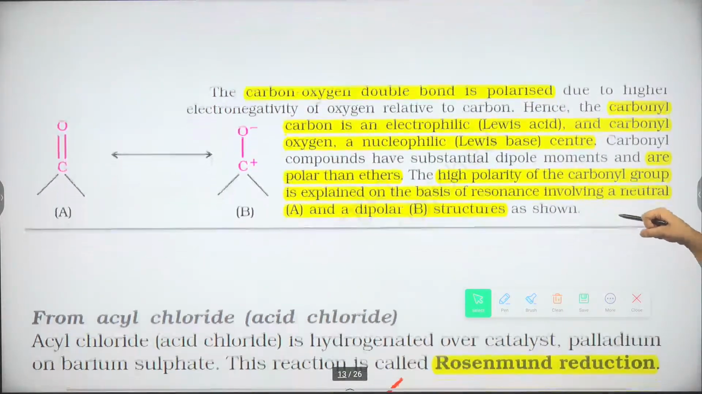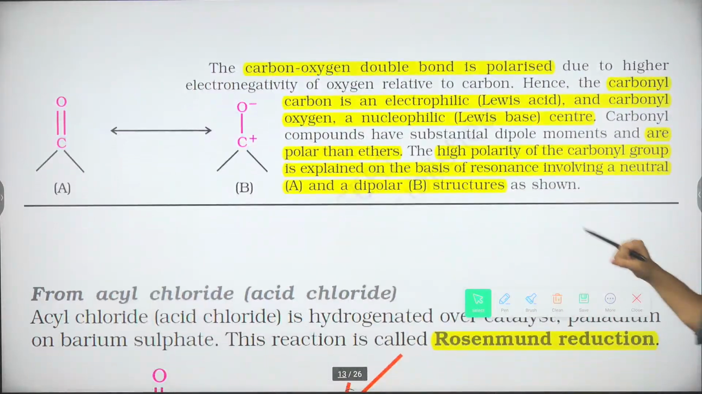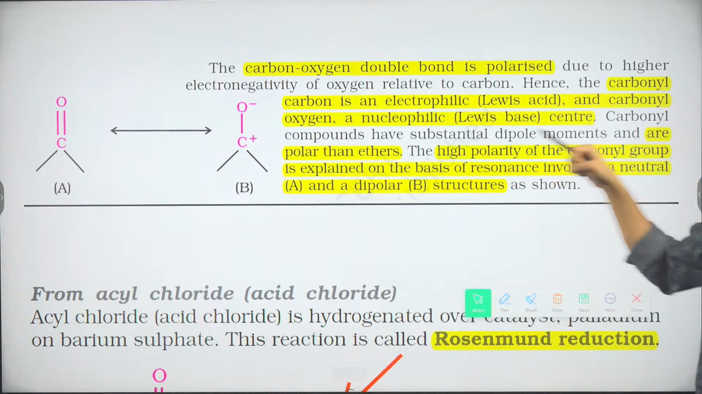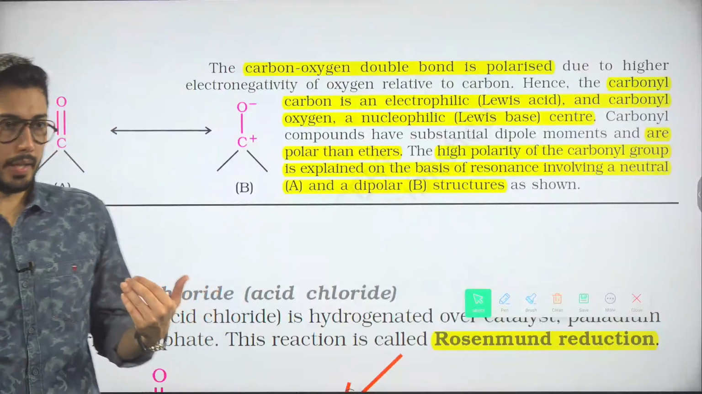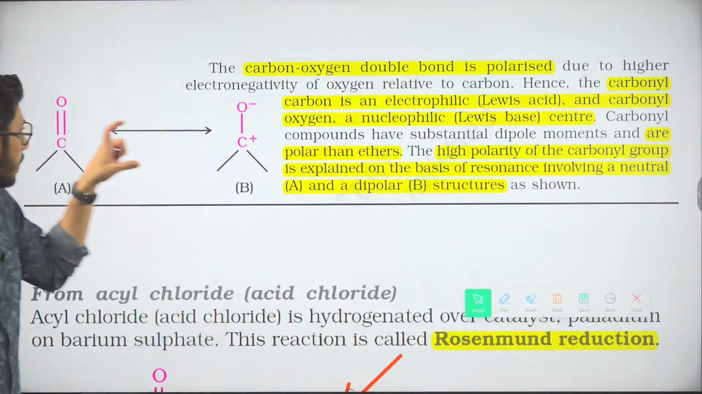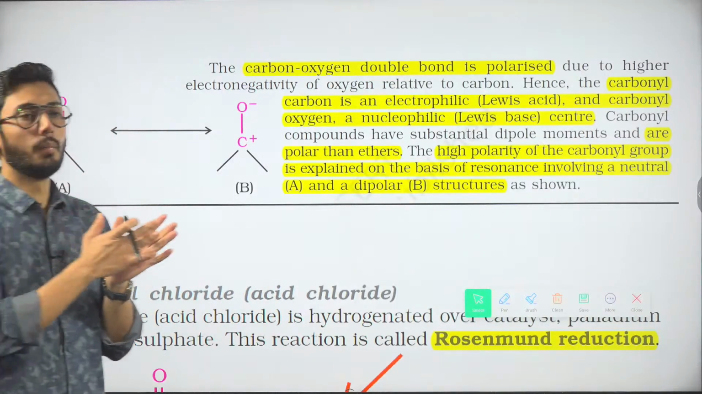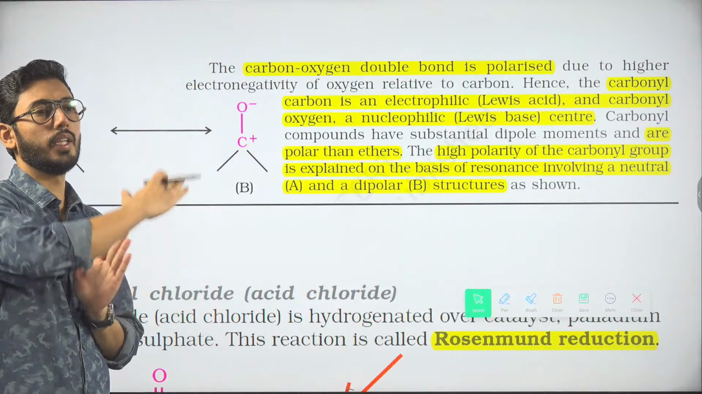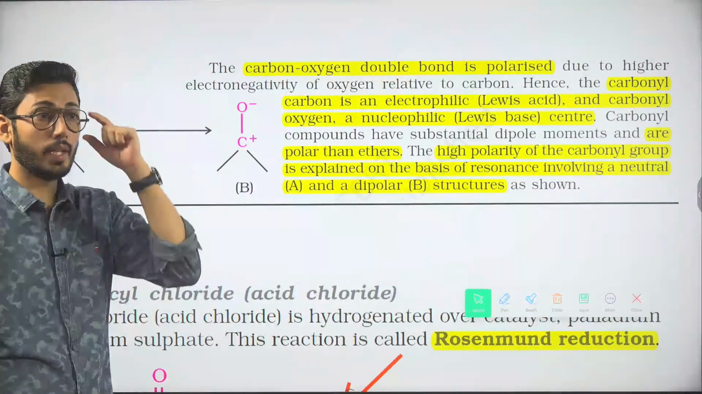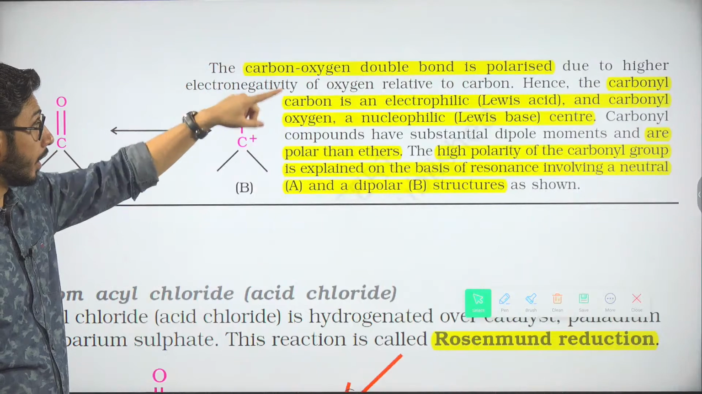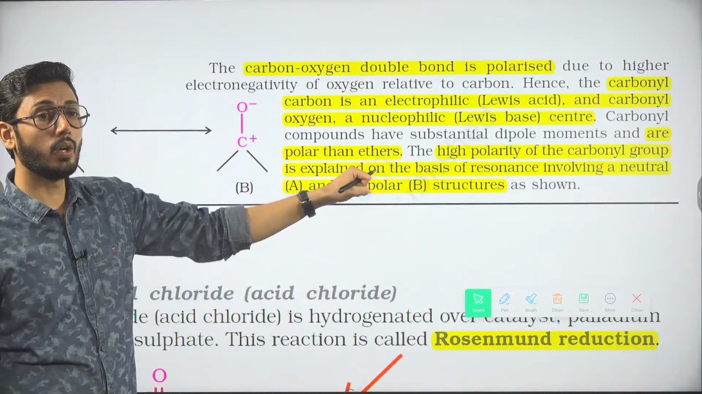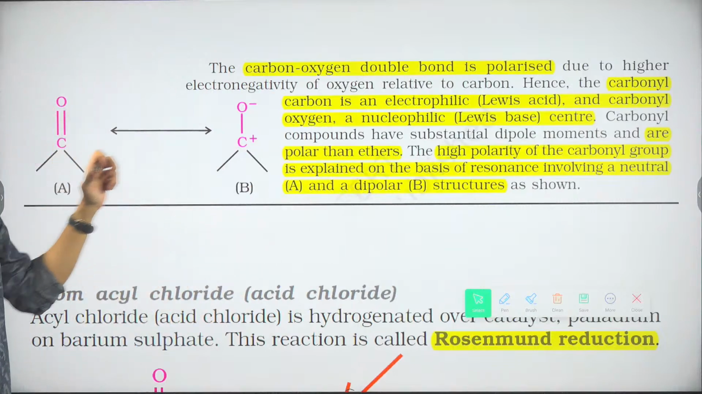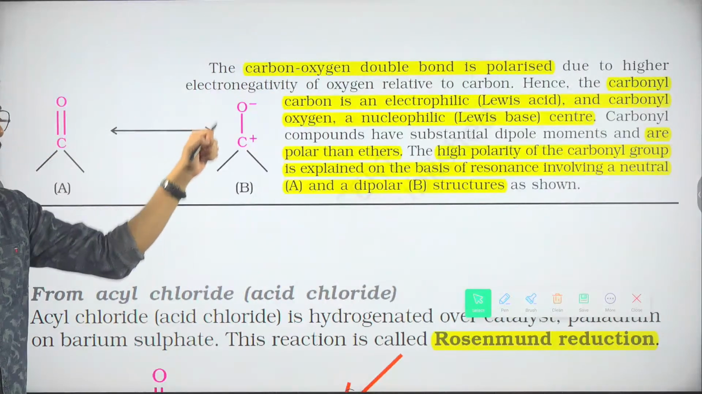Then what is given? Carbonyl compounds have dipole moments and are more polar than ethers. Means carbonyl compounds have more polarity as compared to ether. Why? There is a pi bond between C and O. Pi electron density is also there. Electrons are more shifted towards oxygen, so they are more polar than ethers. Now, the high polarity of the carbonyl group is explained on which basis here? Due to this resonance, a dipolar structure is there.